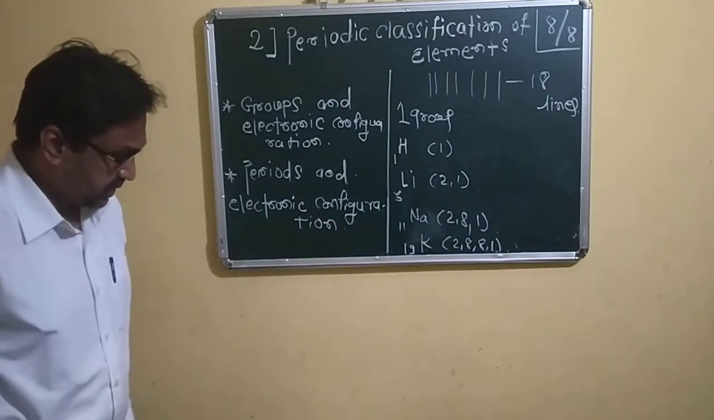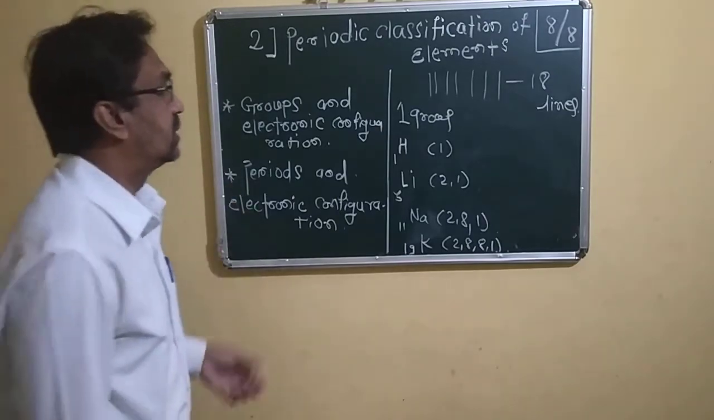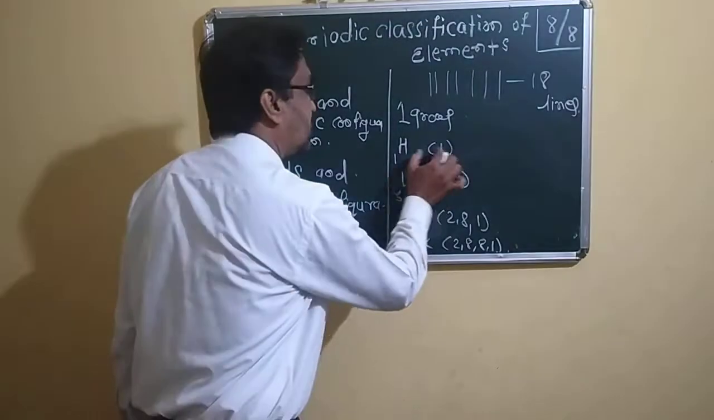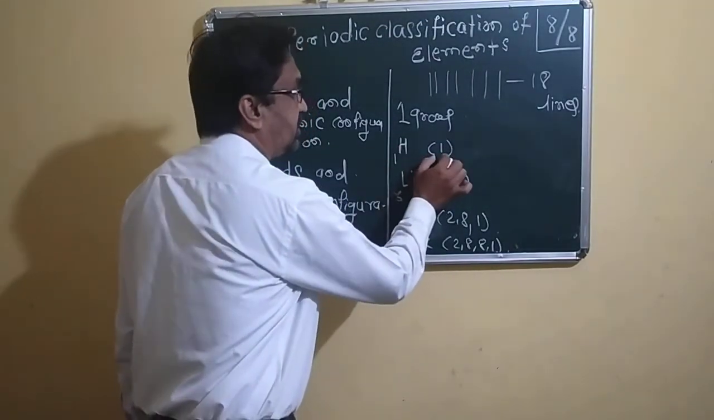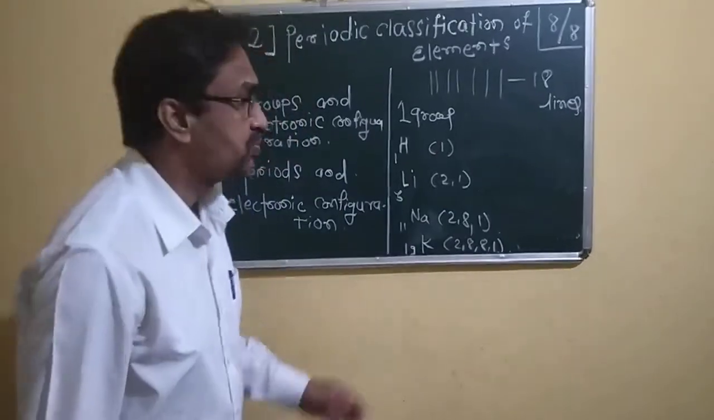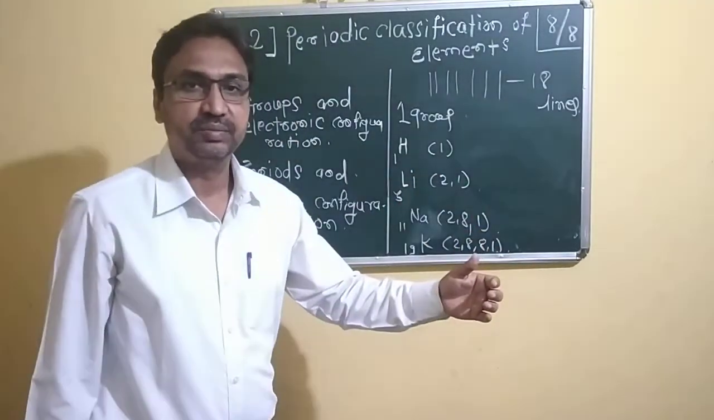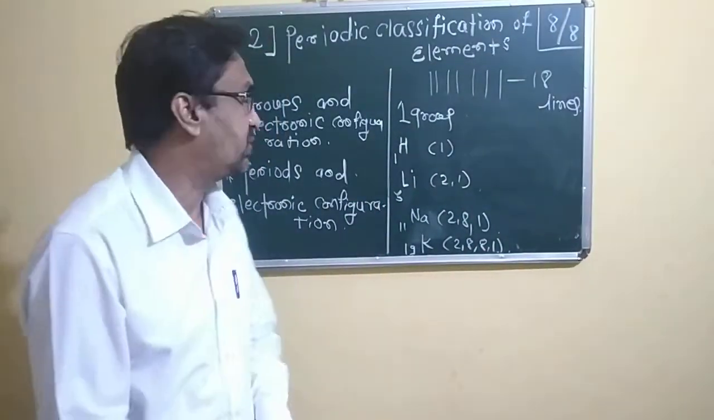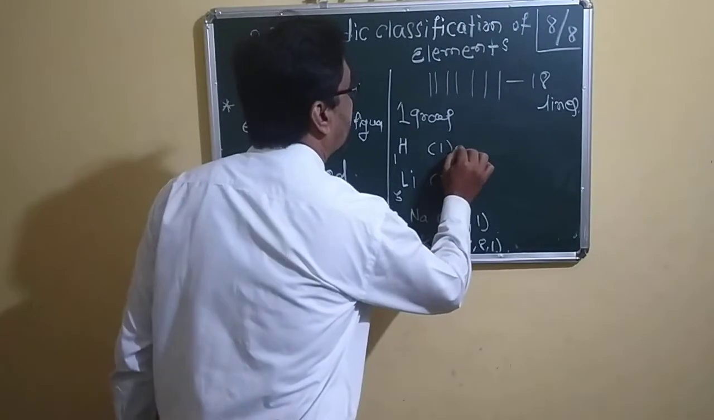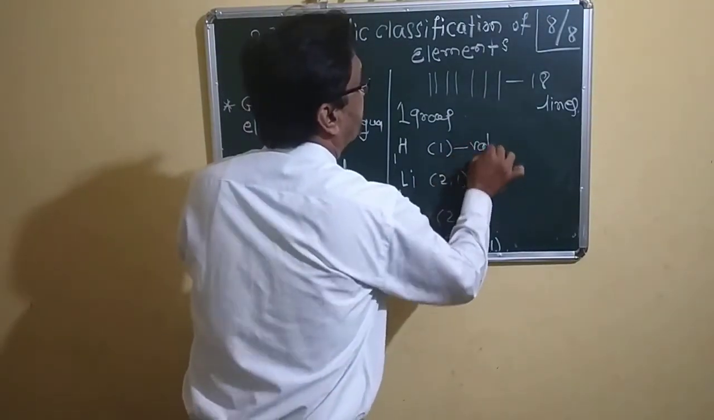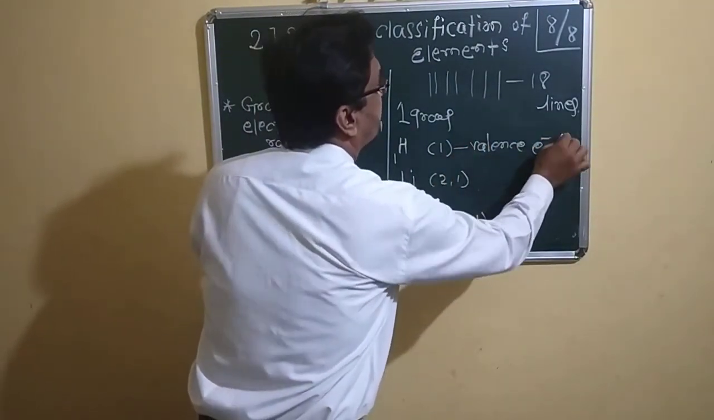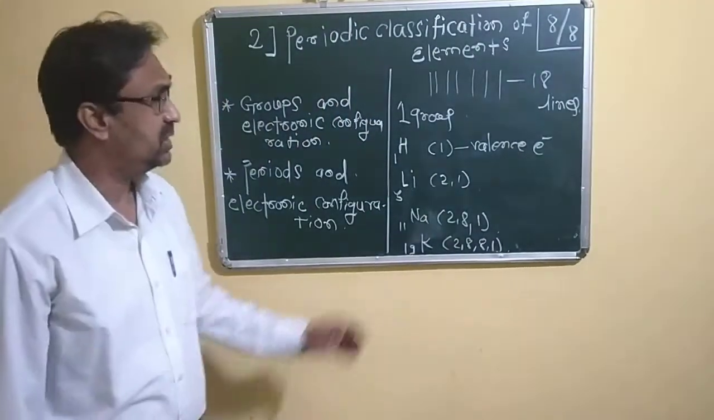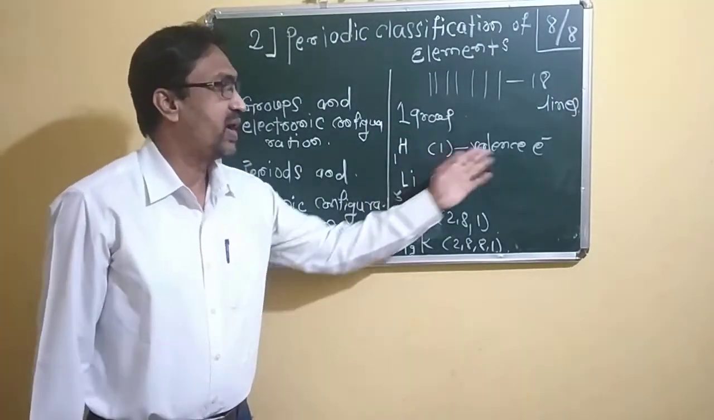Okay, so what you have to see? Hydrogen has atomic number 1, and its electronic configuration is 1. That means in its last orbit, or its first orbit, which is the last one, there is one valence electron. In its outermost shell, the valence electron is 1.